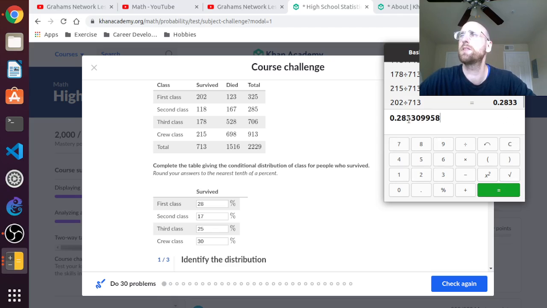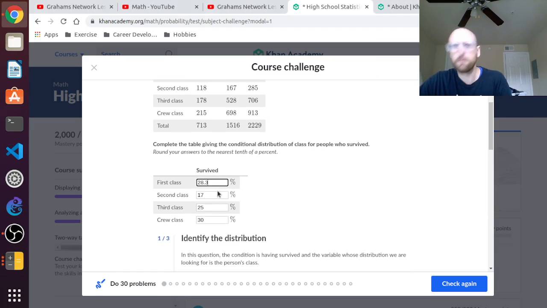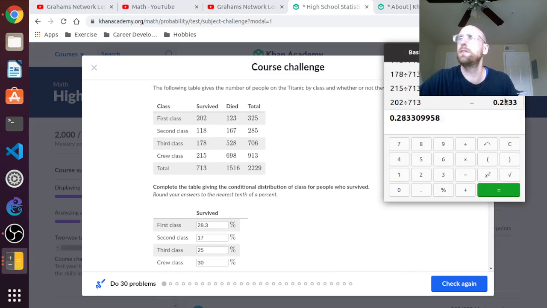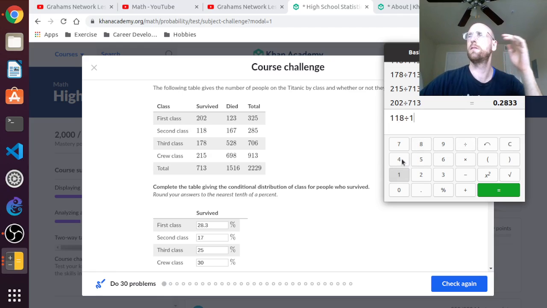Okay, so it's going to be a tenth of a percent. So this is the key number to look at when it comes to rounding. This number is 4 or lower, so it gets rounded down. This number stays the same, so now we've got 28.3. Okay, so same deal here. It's 4 or lower, so 16.5 is the answer.